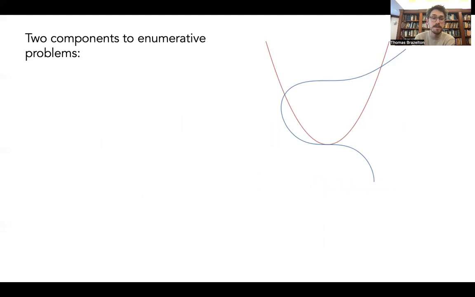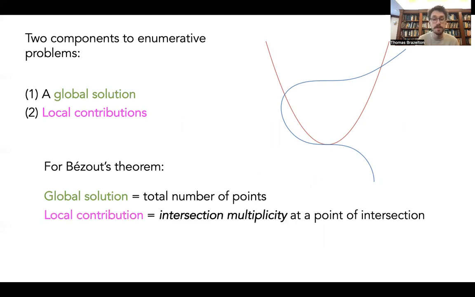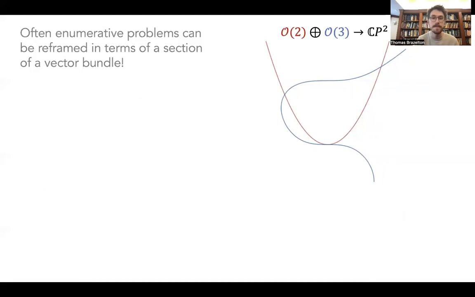So there are 2 components to enumerative problems like this. There's a global solution and there are local contributions. In the case of Bézout's theorem, the global solution is just the total number of points that we're counting. The local contribution is the intersection multiplicity at a given point of intersection. And this global solution is a sum over all the points of intersection of their local contributions to the global solution. Often we can rephrase enumerative problems in terms of a section of a vector bundle.